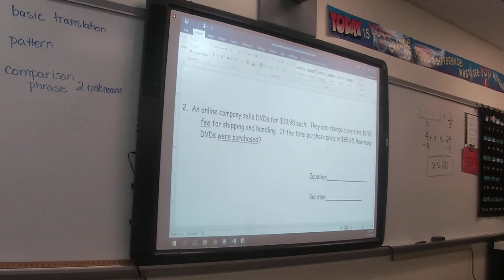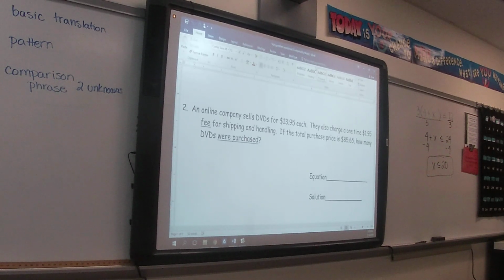Okay, now what is this problem asking us to find? Anything that's happening per DVD gets a variable. So which one is how many of those? It could be one, it could be all of them. What's happening is per DVD, so that's going to be a variable.